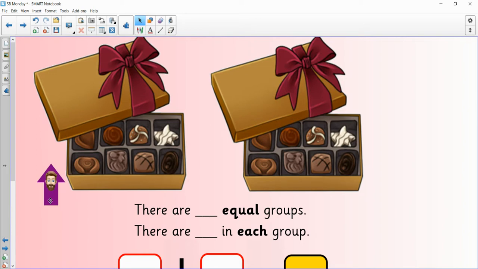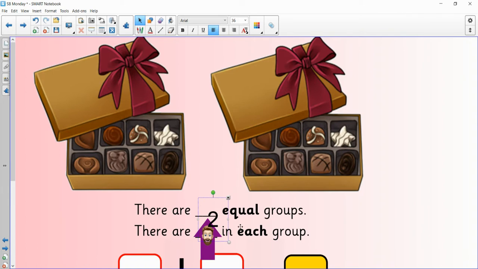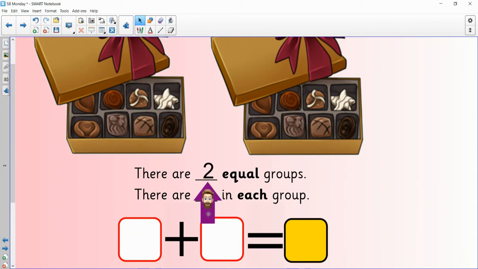Okay, got some chocolate boxes here, and my chocolate boxes are the groups. How many equal groups have I got? That's right, there are two. Remember, I want lots of shouting out, please. Two equal groups. Now, how many are there in each group? Let's have a look. Did you count in twos? How many were there? Two, four, six, eight. Two boxes with eight in each group.